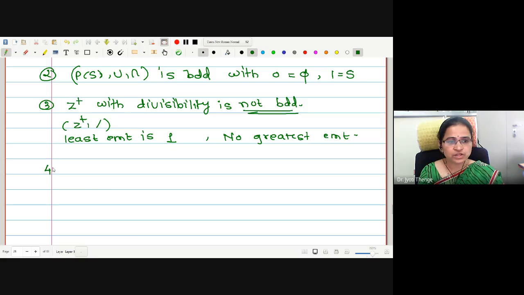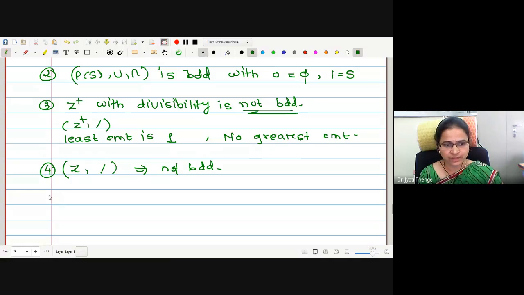Instead of Z plus, if I take Z only under the same divisibility relation, is it bounded? No, it is not bounded because you don't have any least and no greatest element. Not bounded. Is it clear to everyone?